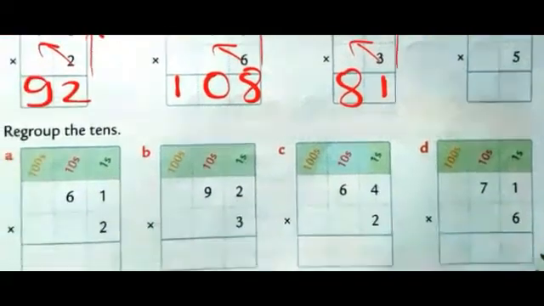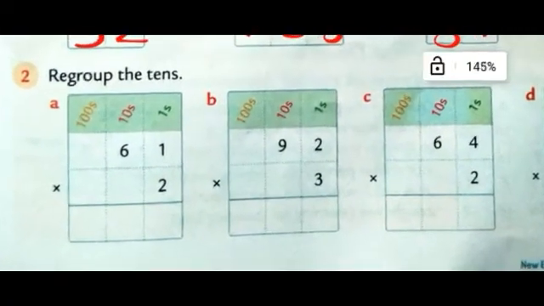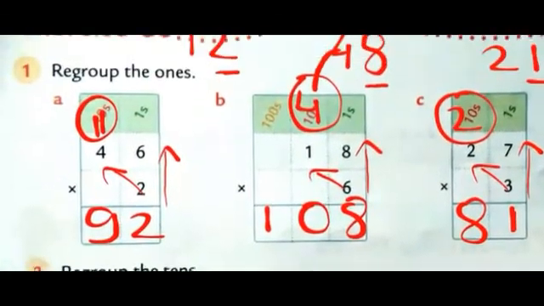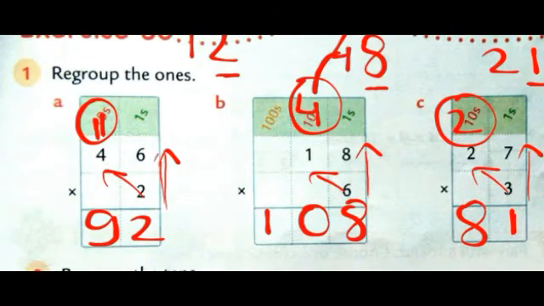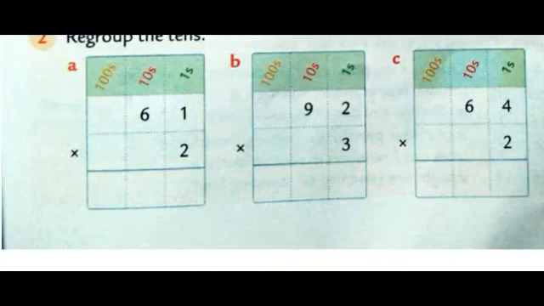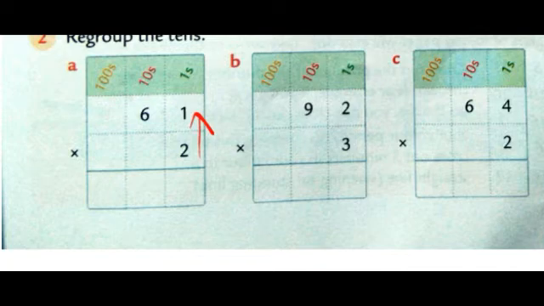Okay. Now let's check out this one. Regroup the tens now. Okay, till now we were doing regroup the ones. Whatever was coming in the ones column, that we were regrouping. Now see how to regroup the tens. Okay. So first the method is the same. 2 ones are. What is 2 ones are? 2. Here there is no regrouping.